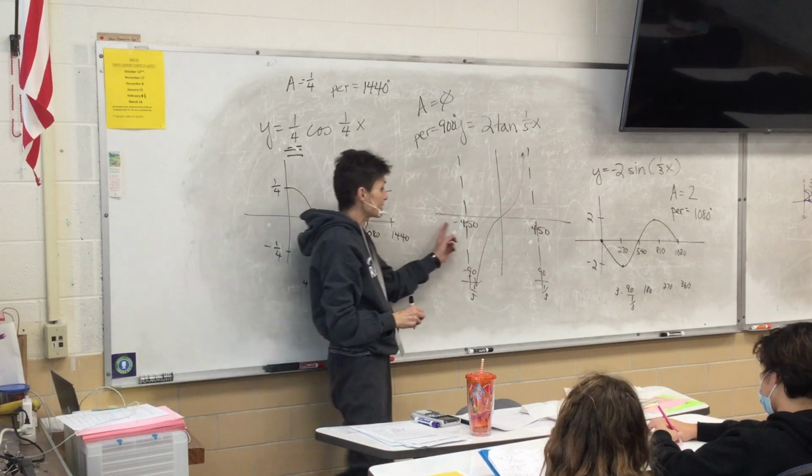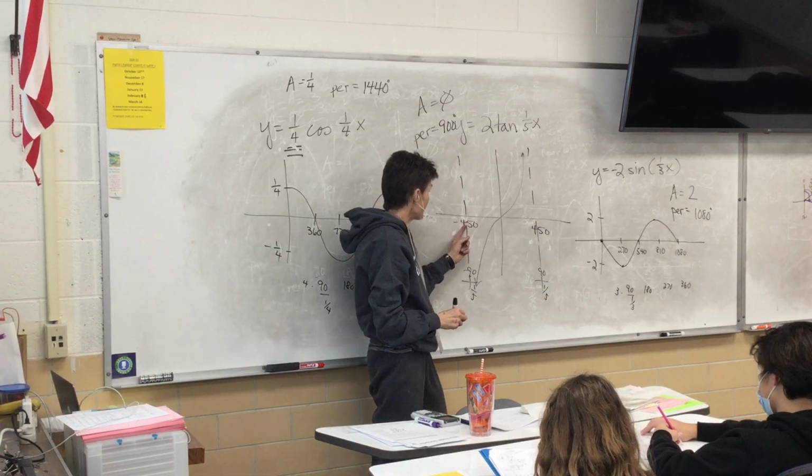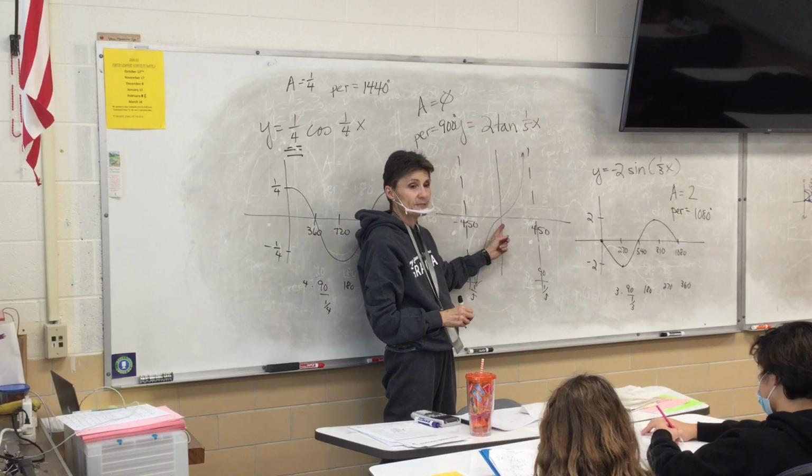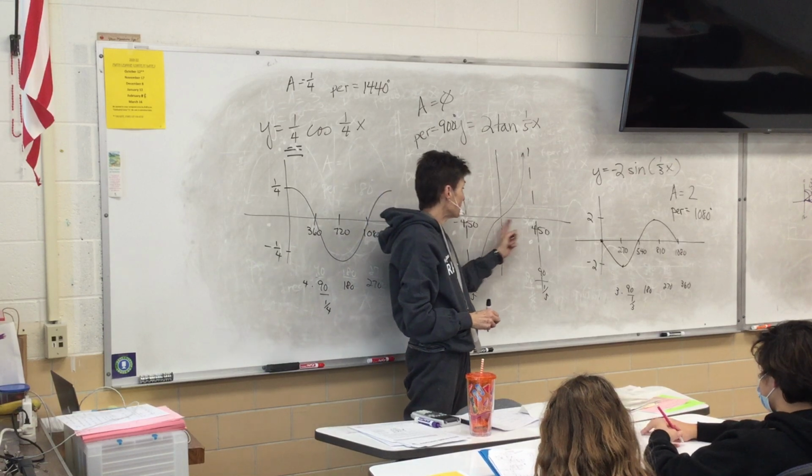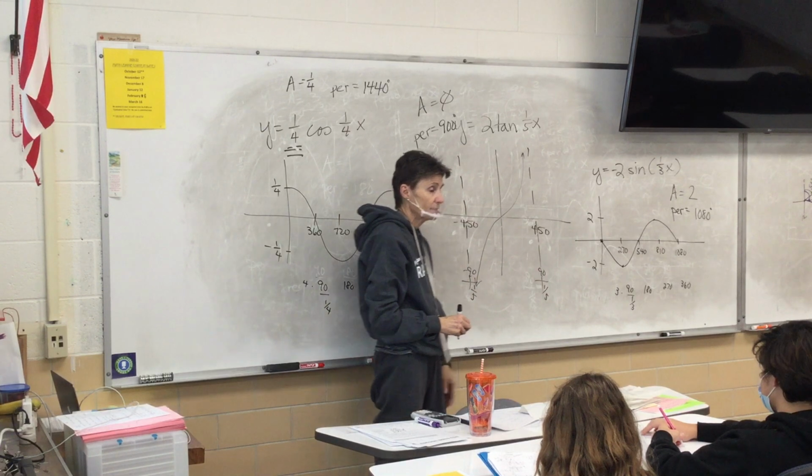Pretend you're a little man, this is a number line. To get from here to here, don't you have to take 450 steps? And then to get from here to here, you take another 450, 900 steps.